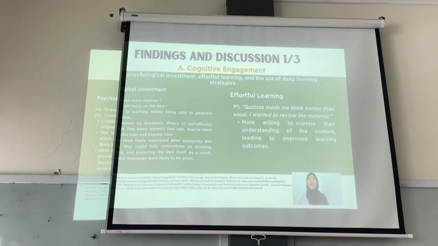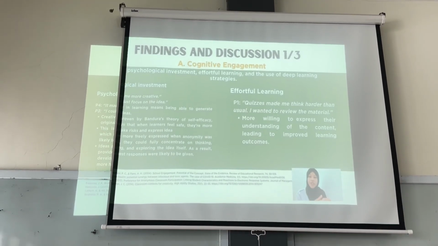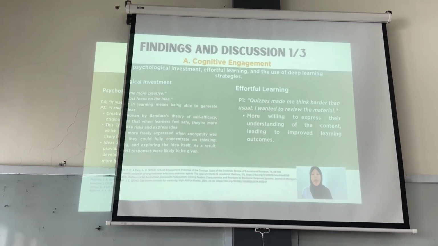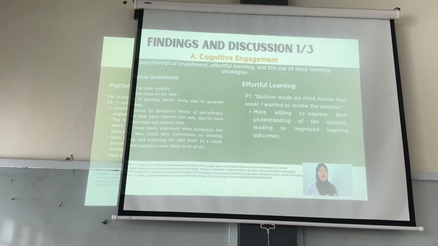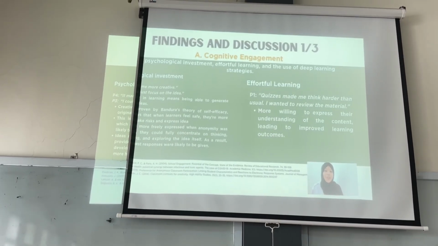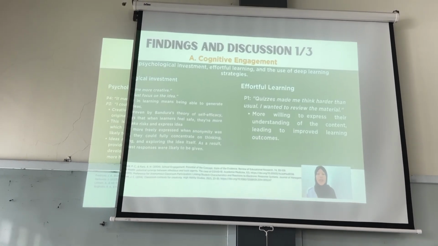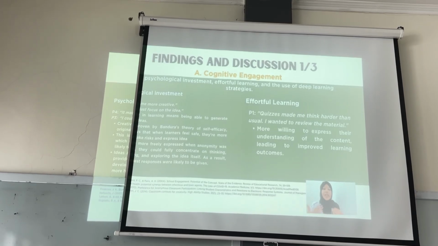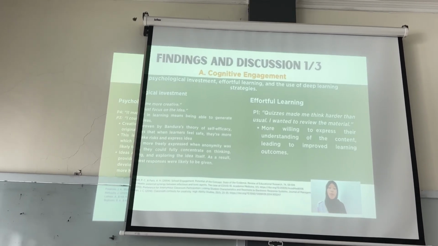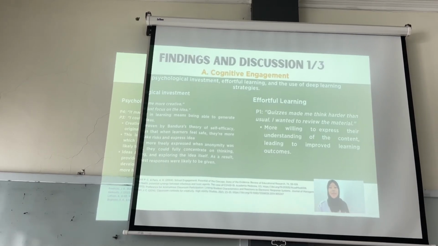This is proven by Butler's self-theory of self-efficacy. When learners skill up, they are more likely to take risks and express ideas. That is why ideas are more fully expressed here, and anonymity was provided in Mentimeter, with the four boxes to click on for thinking, development, and exploring the ideas themselves. As a result, more honest responses were likely to be given here.